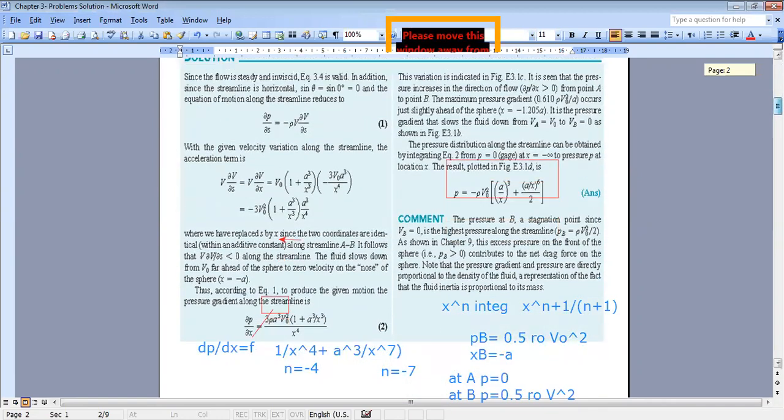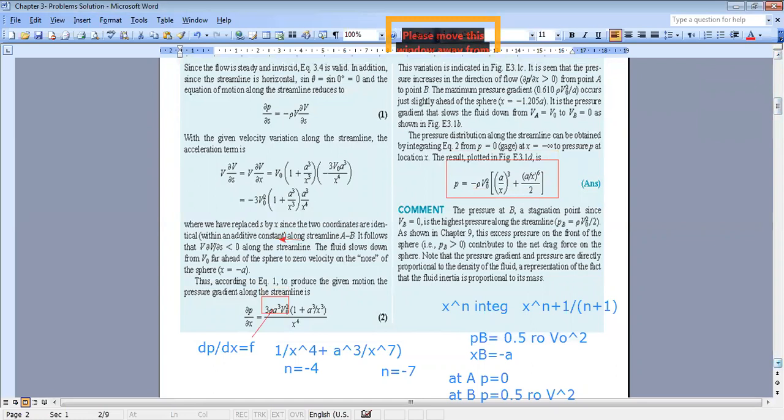So if you replace here in this equation x of b by minus a, what do you get? a over minus a is minus 1. So it's minus 1 cube, it's minus 1. Here, if you replace, it's plus 1 over 2. So minus 1 plus 1 over 2 is minus 1 over 2. And already you have minus outside, so it's plus 0.5 times rho v0 square. So we verified that the boundaries are working in this equation at a and b.